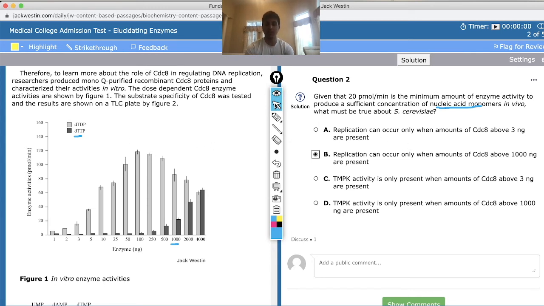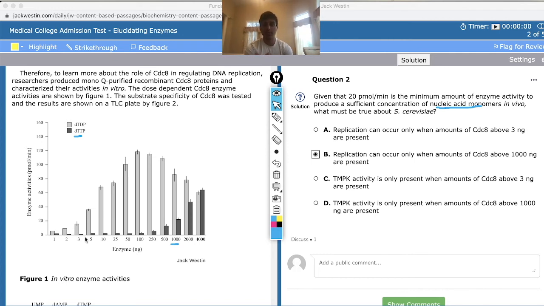It says replication can occur when amounts of CDC8 are above 3 nanograms. So when they're above 3 nanograms, you can see here we have around 20 picomoles per minute of dTDP being made. We need the dTTP, not the dTDP.